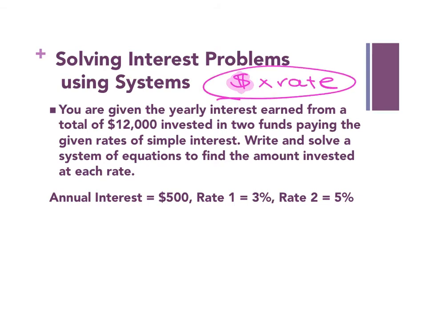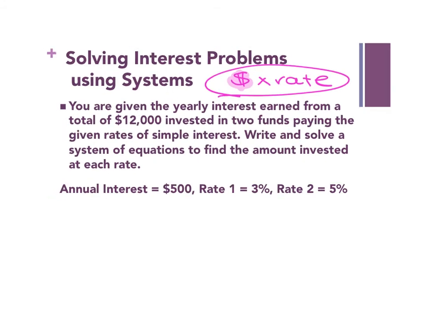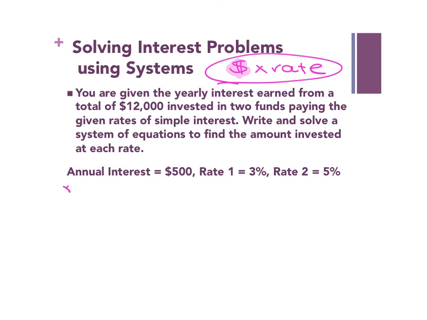So this question says, if you're given the yearly interest earned from a total of $12,000 invested in 2 funds, paying the given rates of simple interest, write and solve a system of equations to find the amount invested in each rate. The interest itself is $500, and rate 1 is 3% and rate 2 is 5%. So I've got 2 different rates, and x is the 3% one and y is the 5% one. Those are my 2 variables.